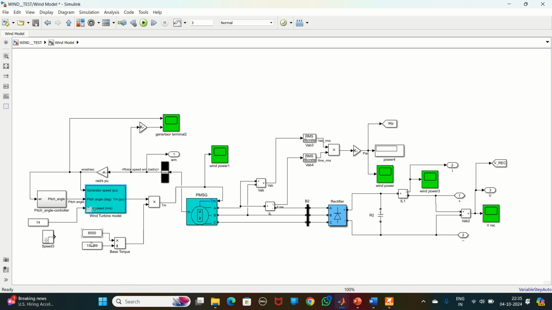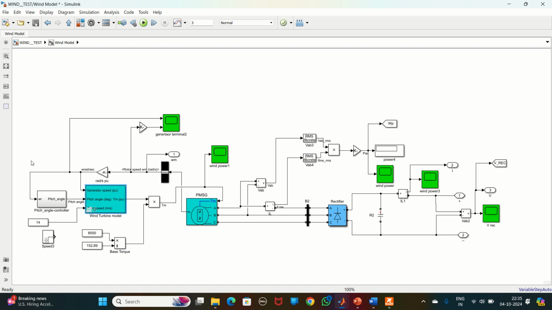Now I want to convert this into per unit values, so I am trying to calculate the torque. Power is equal to torque into speed, so we take the power divided by the speed, and then I get the torque. This is in radians per second. From this, I take the speed again and then try to give the pitch angle and so on.